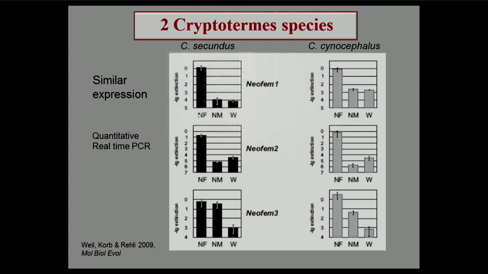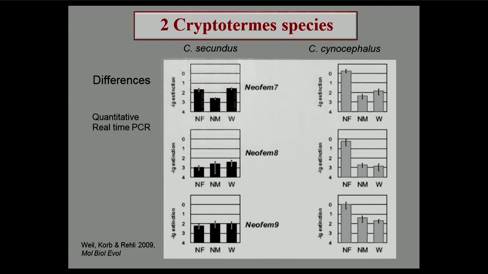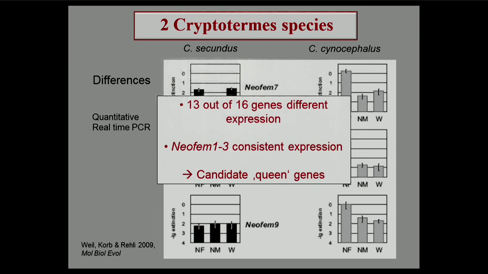So these are neotenic females, neotenic males, and then the workers. At the same time, we found many more genes in Cryptotermes cynocephalus which are queen-specifically expressed. In total, 13 out of 16 genes between both species were differentially expressed, and only NeoFEM 1 to 3 showed a consistent pattern, which might indicate that they are more common queen genes.